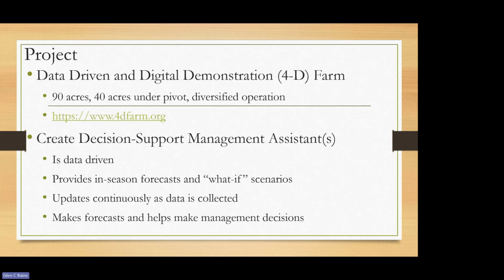So the project, as I mentioned, is the 4D Farm. It's about 90 acres total. It's about 40 acres under pivot. And when I say pivot, that's a method that we use to irrigate the crops. It's called a center pivot irrigation system. So it goes in a circle and sprinklers drop water on the plants as it goes around.